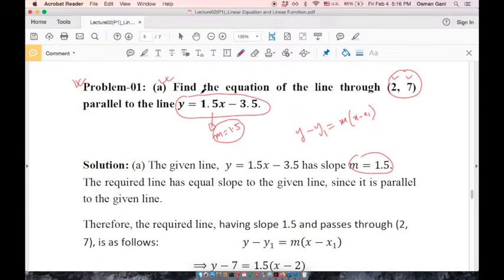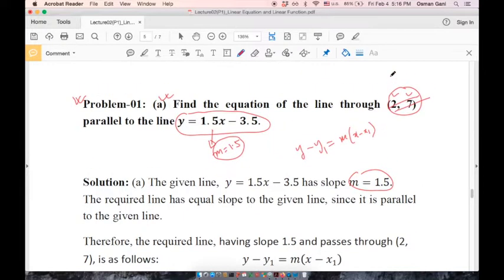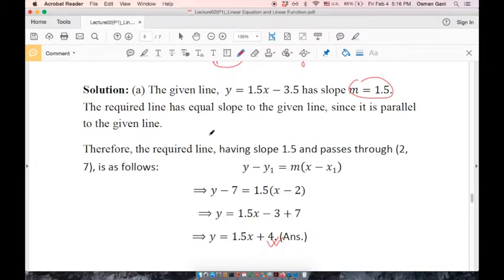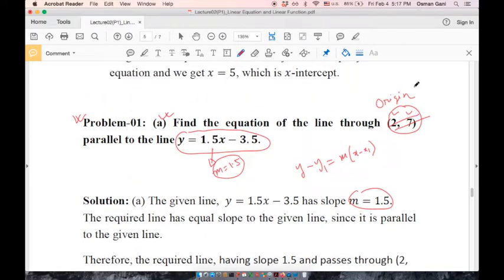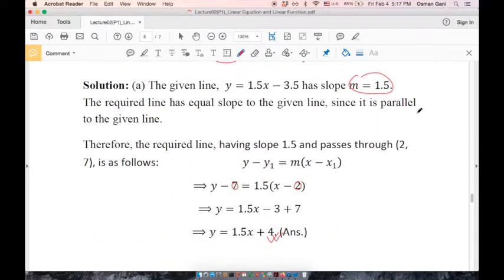And let's say: find the equation of a line through the origin. Let me delete it. Instead of this, I said through the origin and parallel to this line. Then what will be the equation of the line? Just instead of y1 I should write 0, and instead of x1 I should write 0, because we know the coordinate of the origin is (0, 0). So x1 will be 0, y1 will be 0, and the required equation will be y equal to 1.5x.